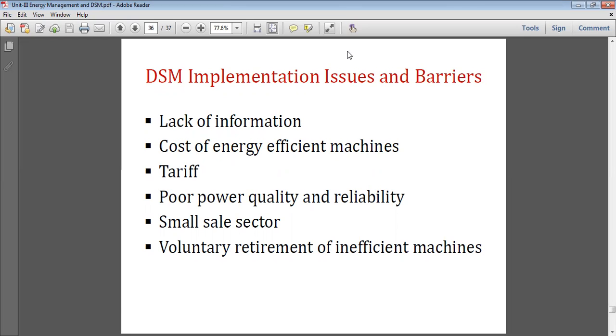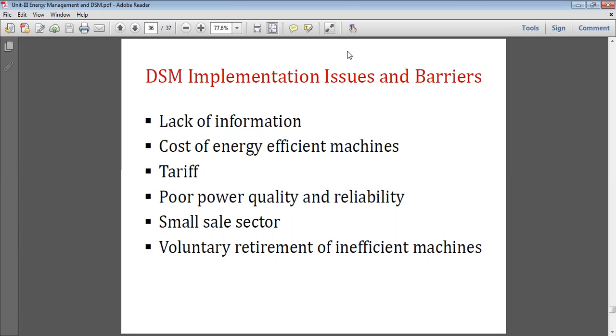Definitely someone is going to purchase a 5-star rating AC or refrigerator or any machines, but it is found that the voltage fluctuation is very high. It contains harmonics in the system. So it does not give the performance as it is expected.